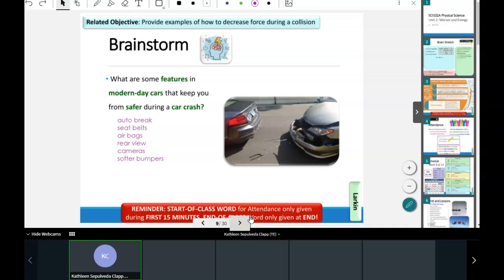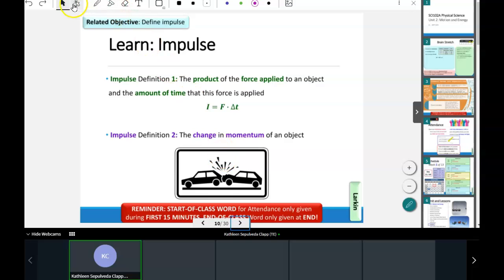I want you to keep that in mind though, as we talk about our topic today. So we're going to talk about impulse. Now, impulse has two definitions here. The first definition is a product of the force applied to an object and the amount of time that a force is applied, directly related in our equation here. Impulse equals force times delta t, the difference in time, the amount of time. You will see this sometimes just as I equals F times t, but just to let you know, this does mean the difference in time.